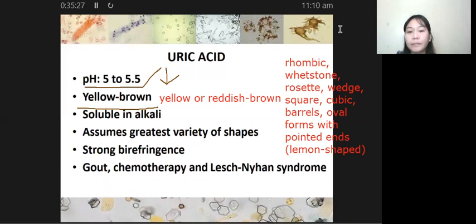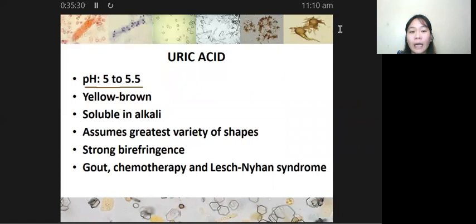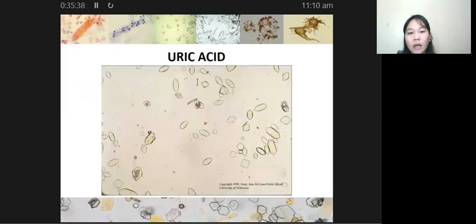Those are the things that we have to remember when it comes to your uric acid. It is soluble in alkali. It will not dissolve in the presence of your acetic acid or your acids in general. So ano ang itsura ng ating uric acid under the microscope? Sabi ko nga, iba-iba. These are basically cysteine-like looking uric acids. Mamaya ipapakita ko sa inyo kung anong itsura ng uric acid.